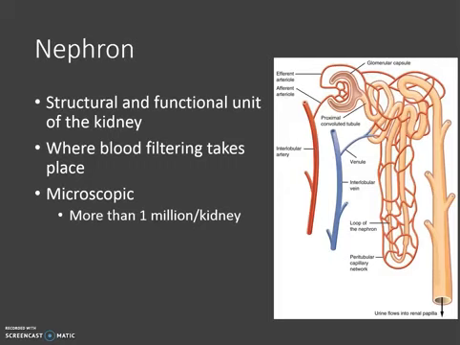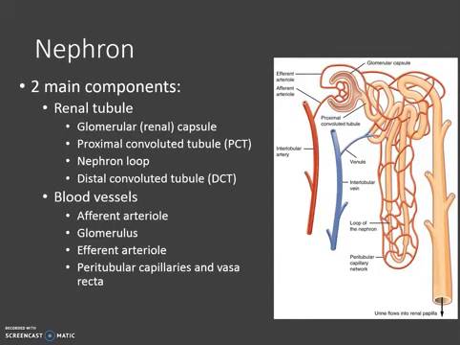The majority of each kidney is made up of nephrons. So nephrons are considered the structural unit of the kidney, but also the functional unit, because they don't just make up the structure of the kidney, it's actually where the filtering of blood takes place. And as I mentioned, they're microscopic, so you can't see them with the naked eye, and there's more than 1 million in each kidney.